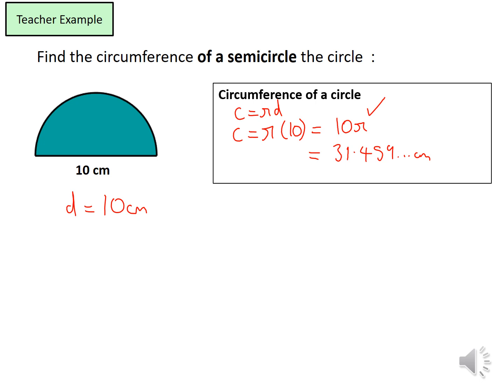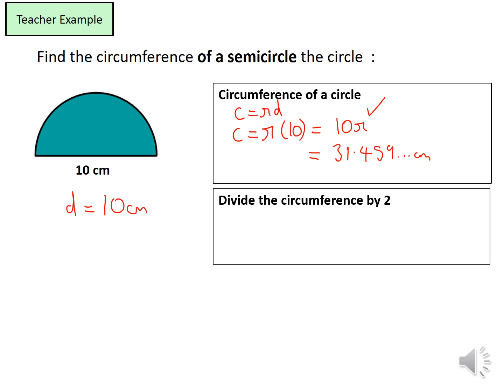So if I have a full circle and I want to find the circumference of the semicircle, all you do is halve it. Okay, so we need to divide the circumference by 2 because we're trying to find the circumference of a semicircle. So remember, the circumference equals 10 pi. We can divide it by 2 and that will give me an answer of 5 pi.